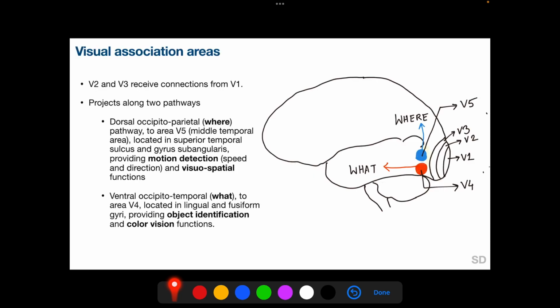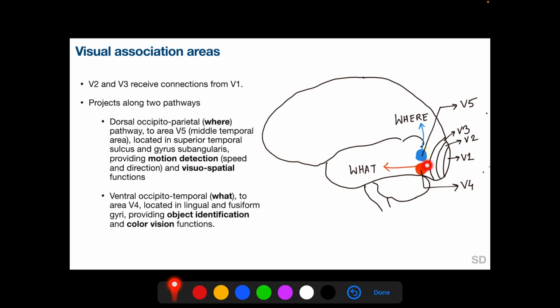Among the visual association areas, areas V2 and V3 receive connections from area V1 and then project along 2 pathways. We have the dorsal occipitoparietal where pathway and we have the ventral occipitotemporal what pathway. The dorsal occipitoparietal or the where pathway is to area V5, also called the middle temporal area, and is located in the superior temporal sulcus and gyrus subangularis. And this area V5 provides the function of motion detection, including speed and direction, as well as visuospatial functions.